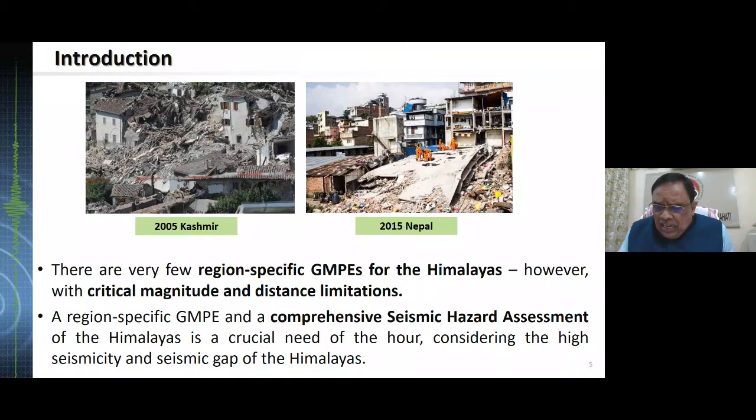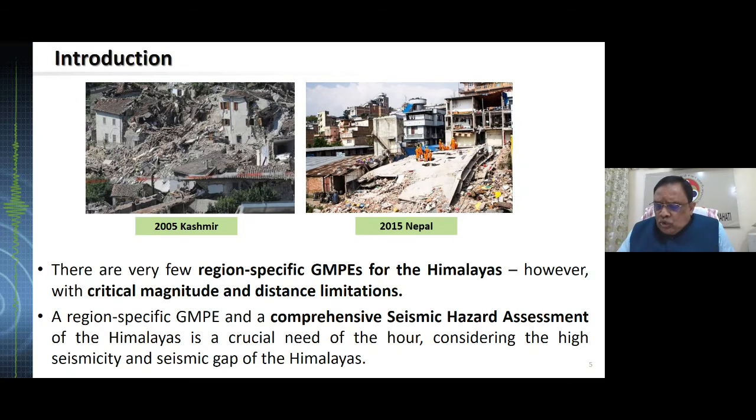So we have only documents like the National Disaster Management Authority's document of 2010, where some of these aspects have been touched. But what is important is this area suffered the 2005 Kashmir earthquake, of magnitude 7.6 on the Mw scale, which caused close to 80,000 deaths. And then the 2015 Nepal earthquake, on the right side in the picture, which was also a 7.8 Mw earthquake, with about 9,000 people killed, but the economic loss was huge, close to $10 billion.